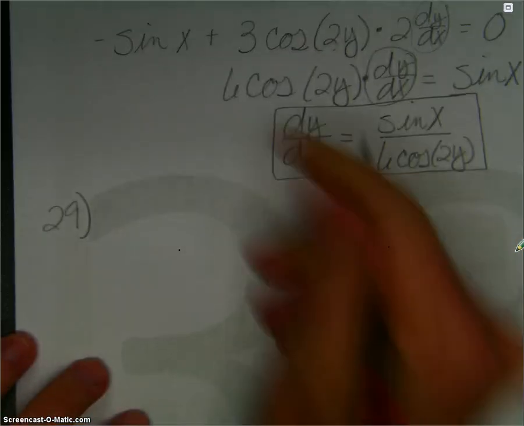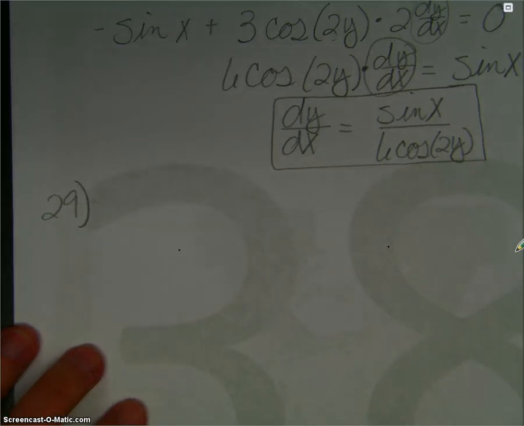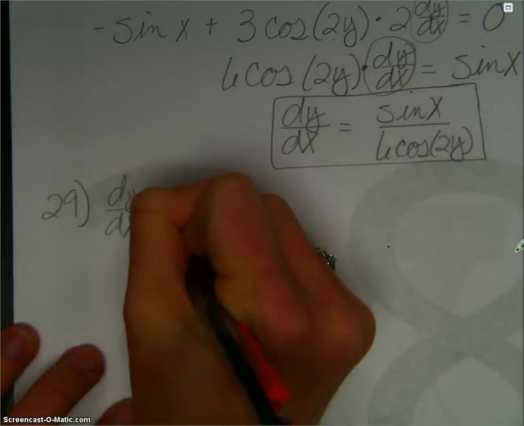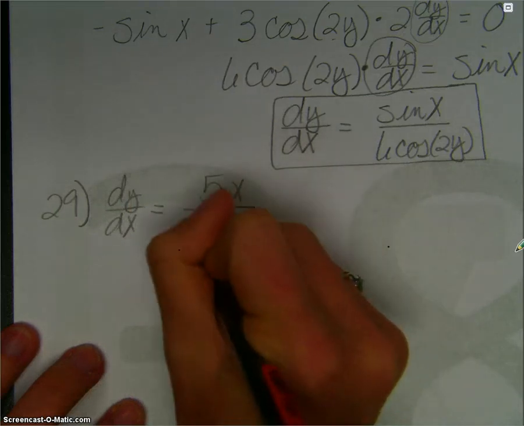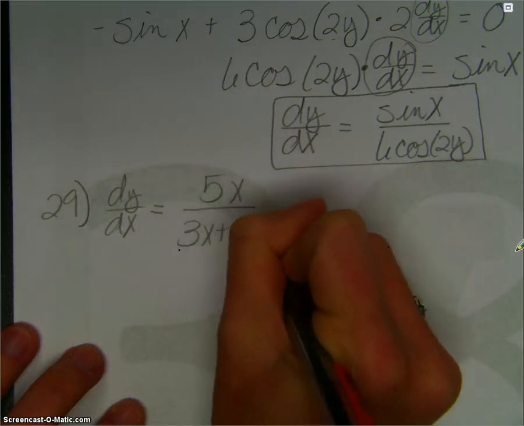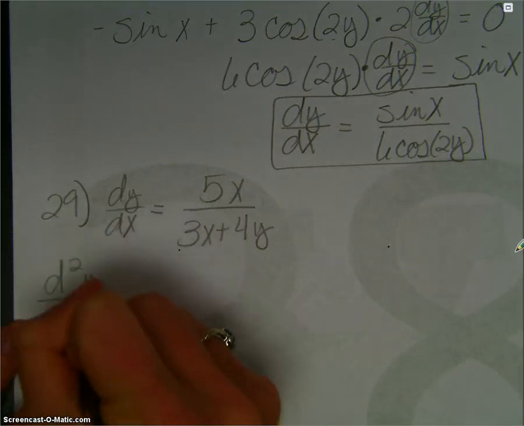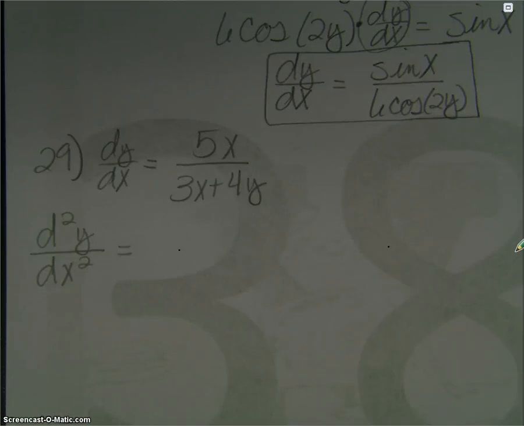Okay, on number 29, they've given me the derivative already, and they're asking me to find the second derivative. So the first derivative that they have given us is 5x over 3x plus 4y. So not only are we taking a second derivative, we also have to use the quotient rule. So that right there is the symbol for a second derivative.